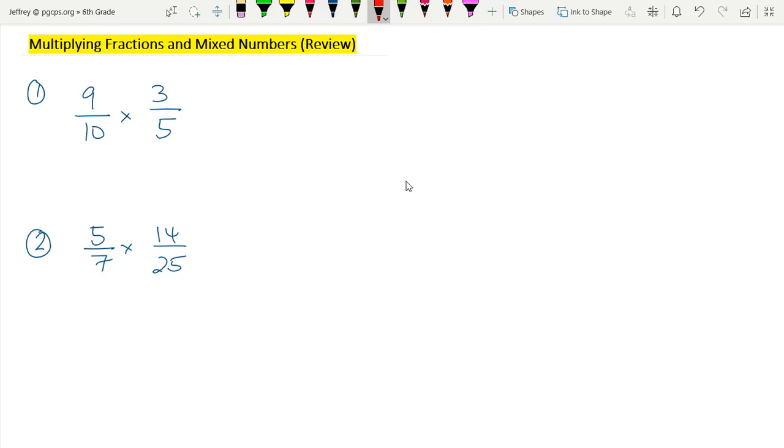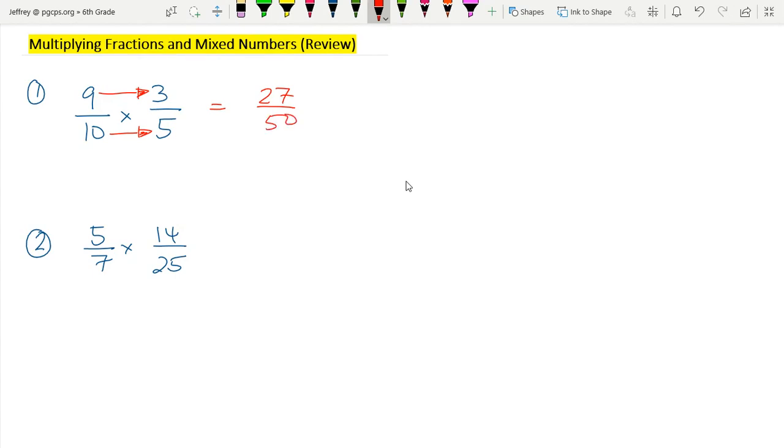Okay, review time in multiplying fractions and mixed numbers. So as you remember, when we multiply fractions, we multiply straight across. That means numerator times numerator, so 9 times 3 is 27. And denominator times denominator, 10 times 5 is going to be 50.